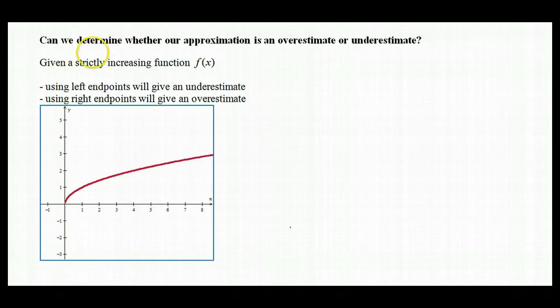So now we're going to look at whether or not we can determine if our approximation is an overestimate or an underestimate. Given a strictly increasing function f of x, if we use left endpoints, we will have an underestimate for the area under the curve. For these, I really don't recommend memorizing so much as just understanding how to draw the left and right endpoint approximations and knowing what an increasing function looks like. Strictly increasing means that the y values are getting bigger and bigger, so they're not just staying the same. The y values are getting bigger, so this square root function will work for an increasing function.